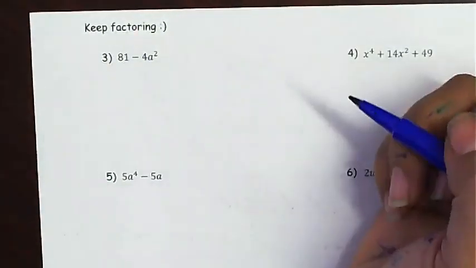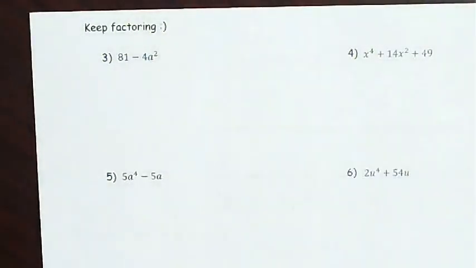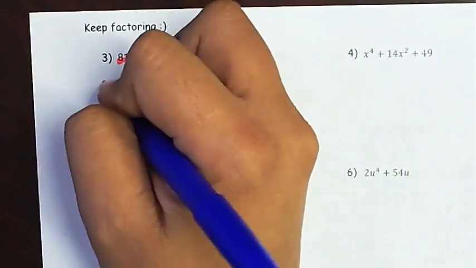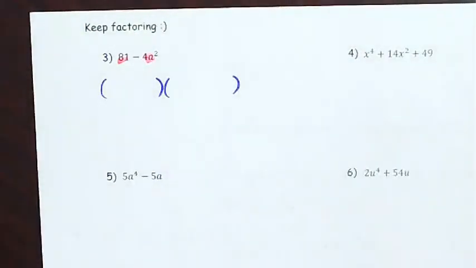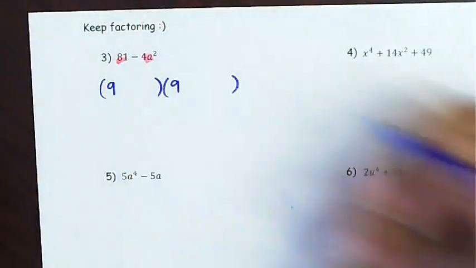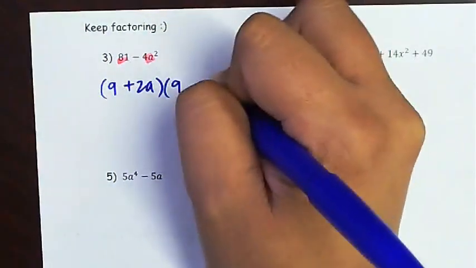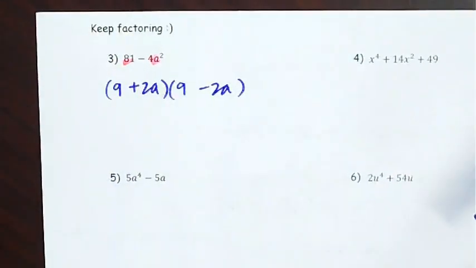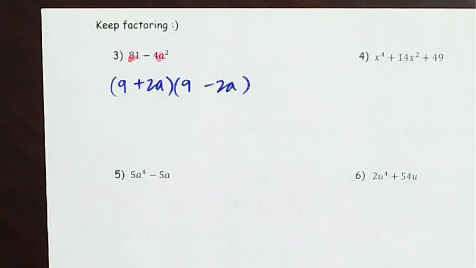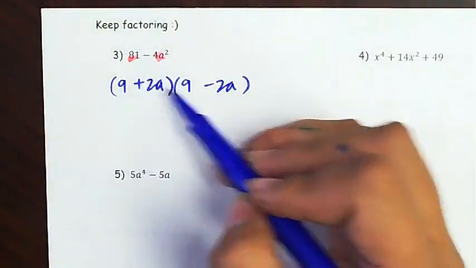First step is, what do they have in common? The answer is nothing. Second step, is it a binomial? Yes. Is it special? Yeah. These are perfect squares. So with a perfect square, I know that it's going to be 2 parentheses. The square root of 81 is 9, so 9 times 9 is 81. The square root of 4a squared is positive 2a, and then negative 2a. Okay, so again, because I need to get a minus, I need a plus and a minus.